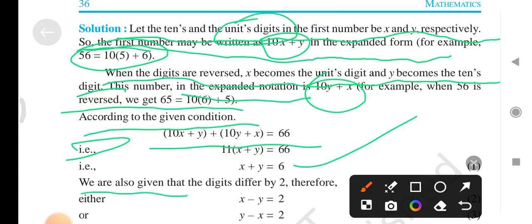We are also given that the digits differ by 2, therefore either x minus y is equal to 2 or y minus x is equal to 2.